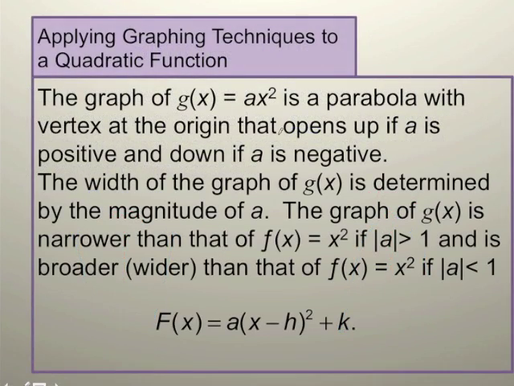If g of x equals a times x squared, it is a parabola with a vertex at the origin that opens up if a is positive, down if a is negative. The width of the graph is determined by the magnitude of a. It is narrower than the basic f of x equals x squared if the absolute value of a is greater than 1, and it is broader, fatter, if the absolute value of a is less than 1.